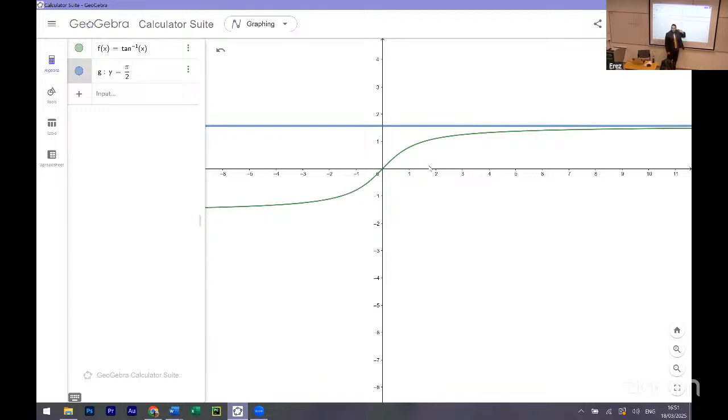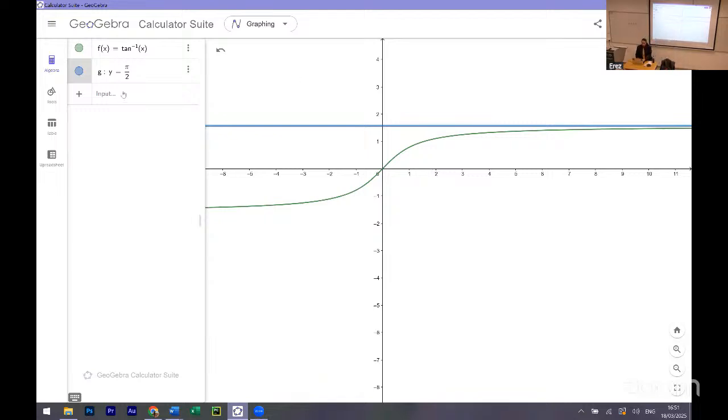Does the function ever reach pi over 2? No. Why not? If it did reach it, because it's increasing, it would pass over it and it wouldn't be a bound anymore. Agreed? So limits are a bit more convoluted. Why?